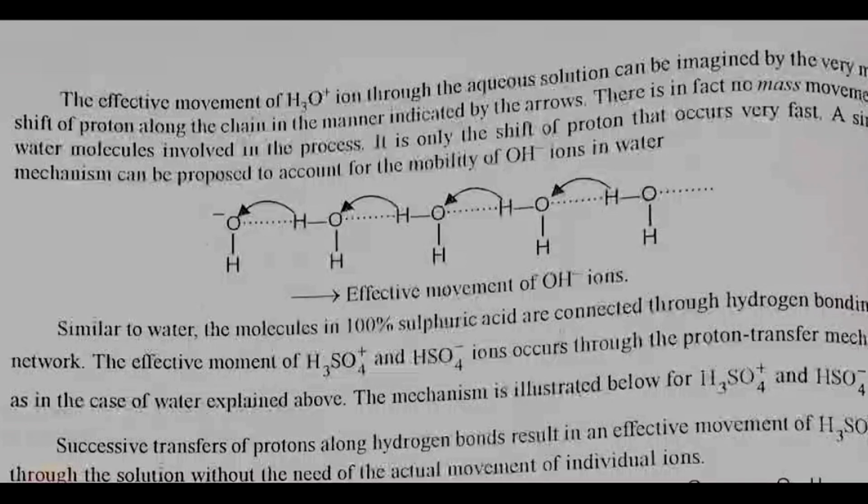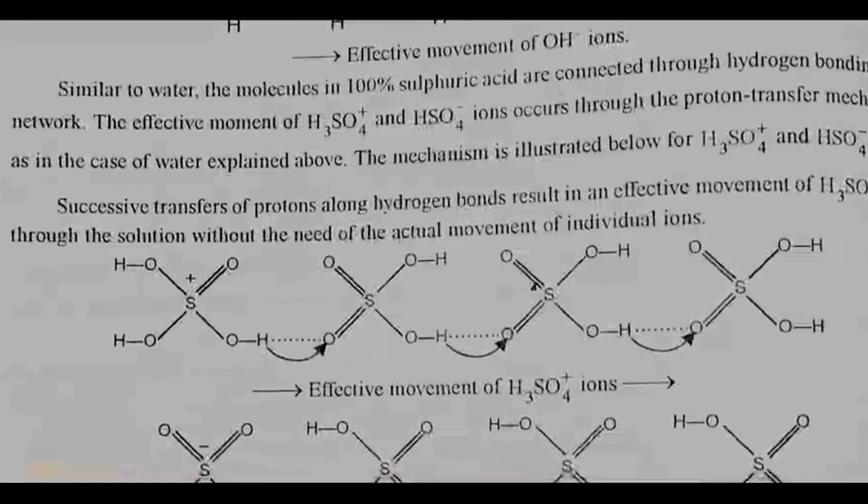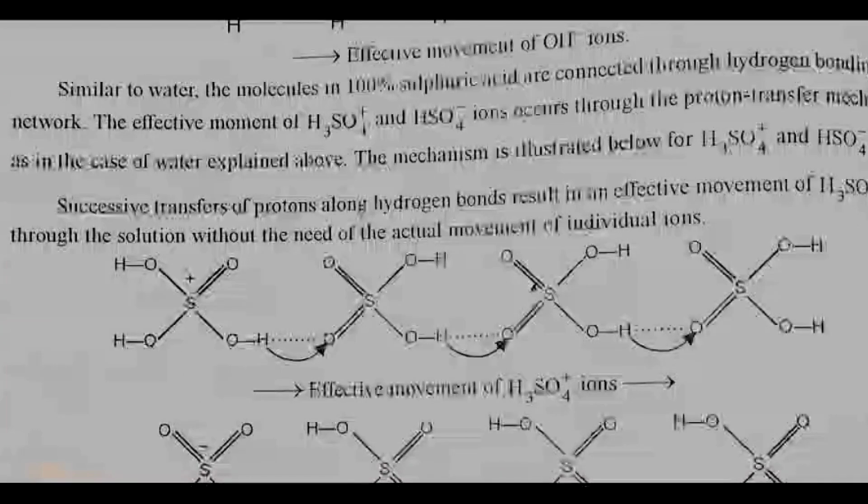A similar mechanism can be proposed to account for the mobility of OH⁻ ions in water. Similar to water, the molecules in 100% sulfuric acid are connected through hydrogen bonding in a network. The effective movement of H3SO4⁺ and HSO4⁻ ions occurs through the proton transfer mechanism, as in the case of water explained above. The mechanism is illustrated below for H3SO4⁺ and HSO4⁻ ions.